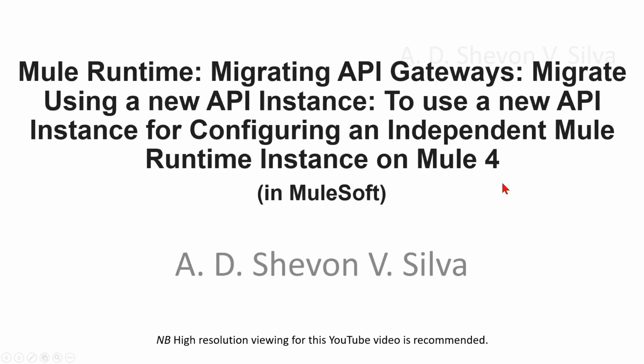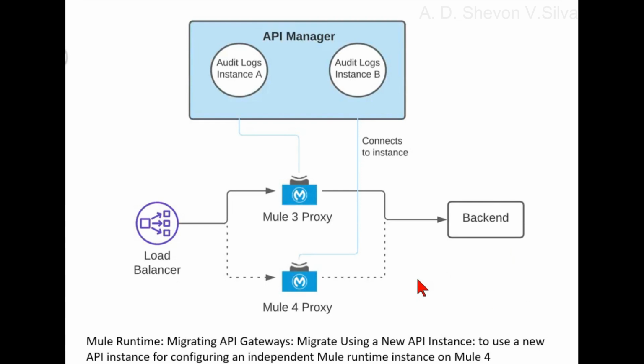Runtime, migrating API gateways, migrate using a new API instance. To use a new API instance for configuring an independent Mule Runtime instance on Mule 4. Here you can see to use a new API instance for configuring an independent Mule Runtime instance on Mule 4 in migrate using a new API instance.